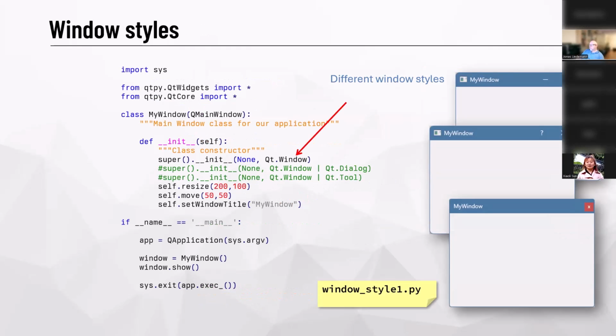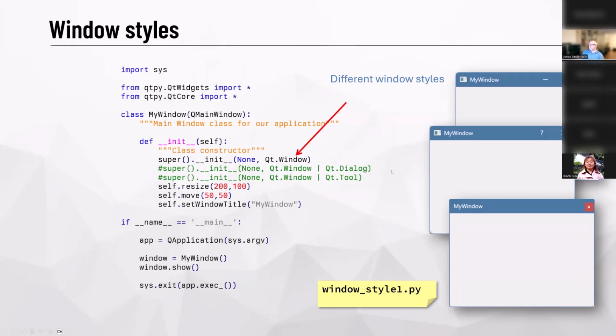Yes, you can also control how the windows should appear. That is done in the constructor of your main window. The second parameter of your constructor controls the window type. By default, you get a window that is resizable. It has a close button and a minimize button.